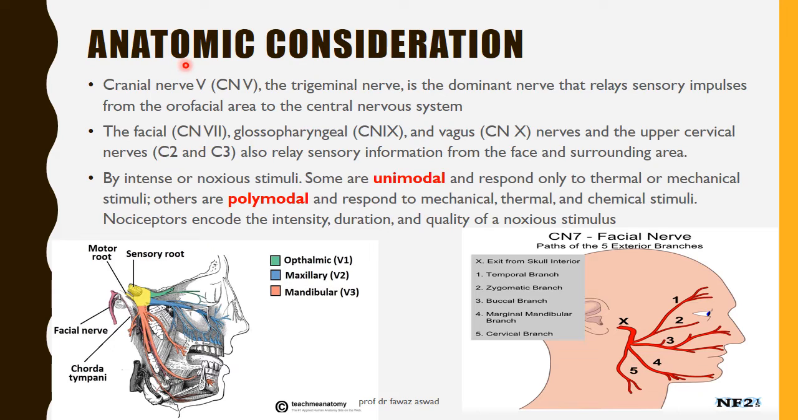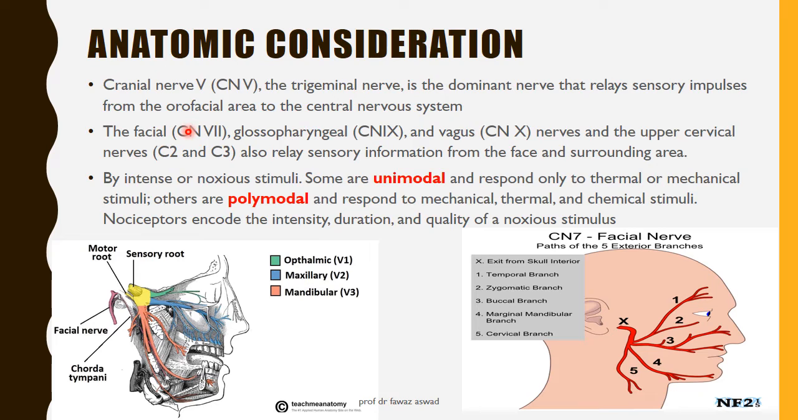Knowing the anatomy is very important when dealing with the types of pain. Knowing the area which is supplied by the face, or another area in which the patient is complaining, is very important during investigation of the different types of pain. And here we have to know that the trigeminal nerve, which may be associated with trigeminal neuralgia, is the dominant nerve that relays sensory impulses from the orofacial area to the central nervous system.